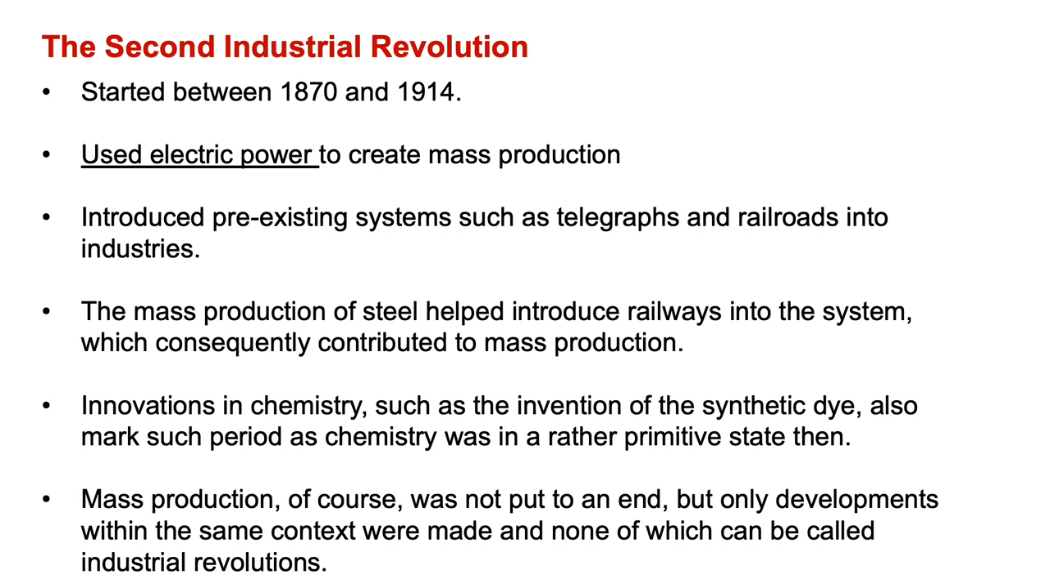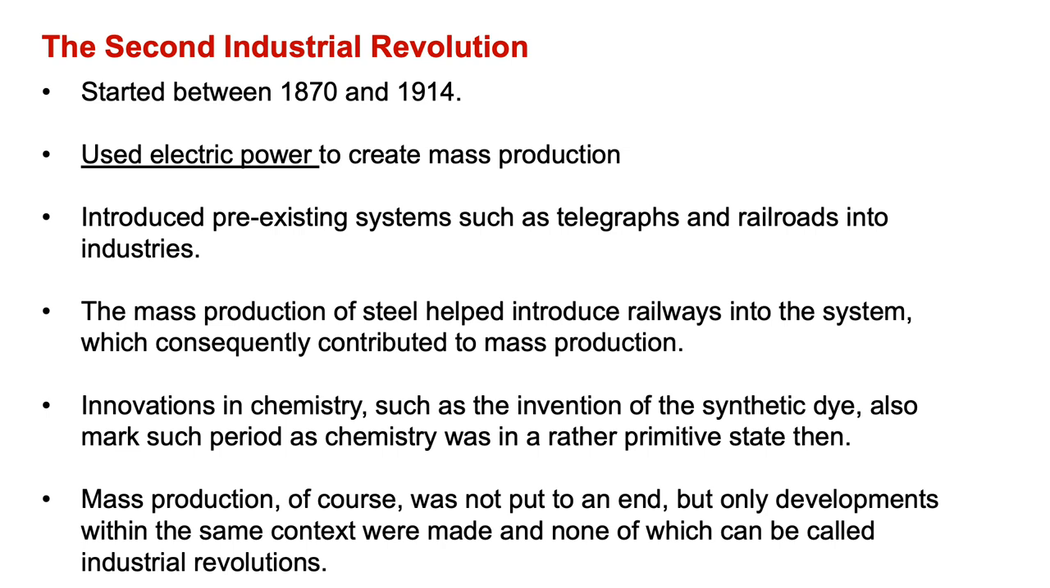The second industrial revolution, which is on electrical. Electrical machines are more efficient in terms of the cost and effort to operate and maintain compared to water or steam-based machines. The second industrial revolution started between 1870 and 1914. It used electric power to create mass production. It also introduced pre-existing systems such as telegraphs and railroads into the industries.